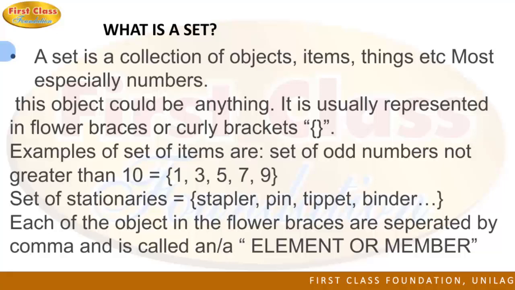Each of the objects in the curly braces is separated by a comma and is called an element or a member. So if we go back to the example above, 1 is an element of the set of numbers not greater than 10. 3 also is an element. 5 also is an element. 7 is an element. 9 is an element. Altogether they are called elements or members of the set of odd numbers not greater than 10.